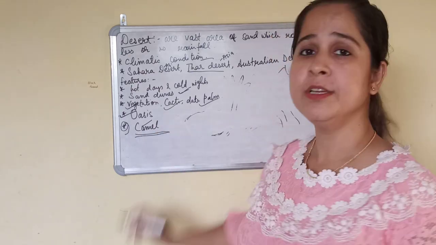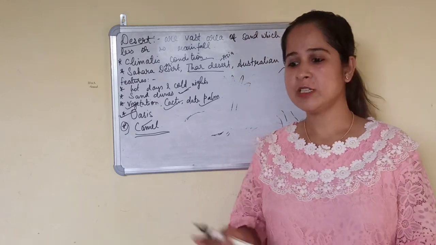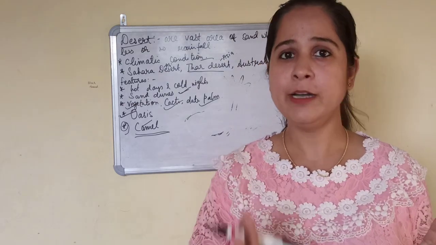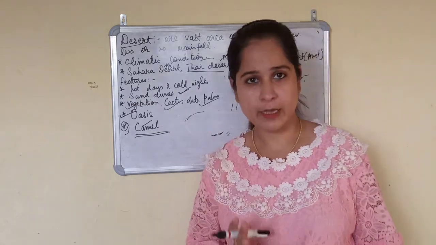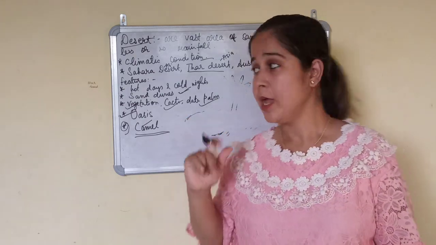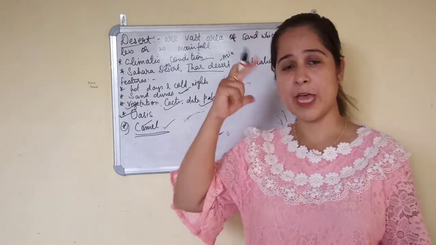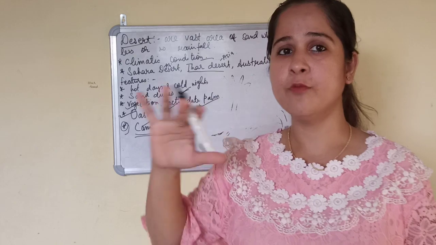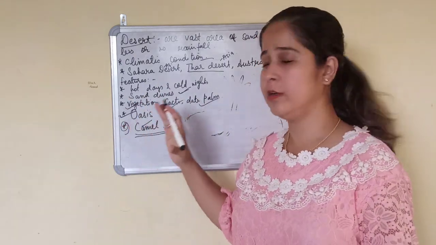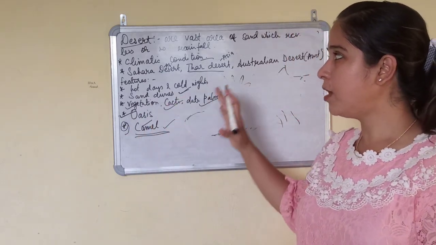The camel is called the ship of the desert. Why? Because the camel is an animal which can walk on the sand because of its very large padded feet, and the camel is an animal which can survive without water for a long time. And the eyelashes of the camel are very large, so that it can walk on the sand even in a storm. So these are some special features of the desert.